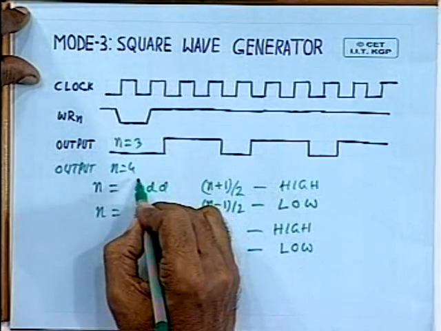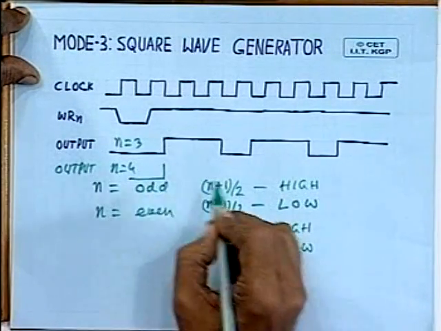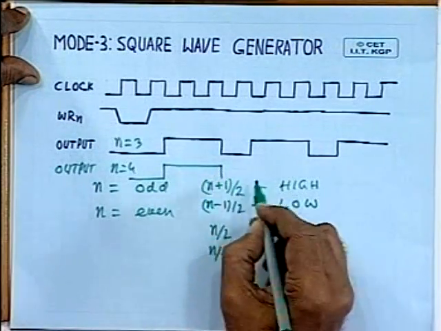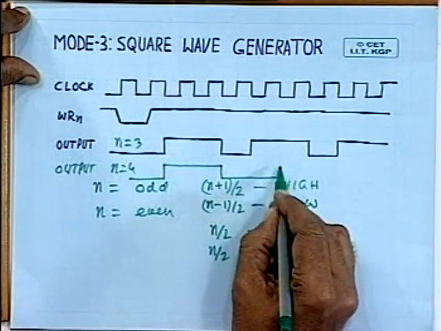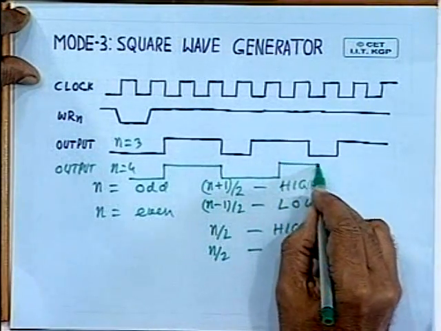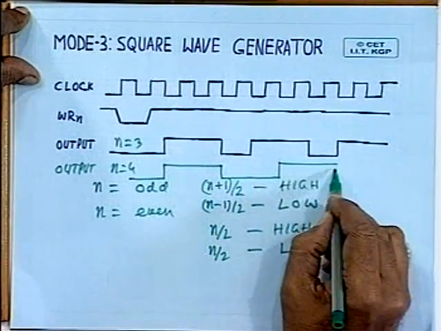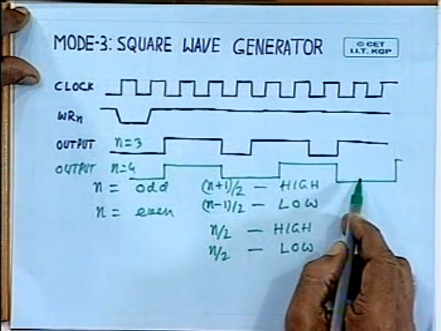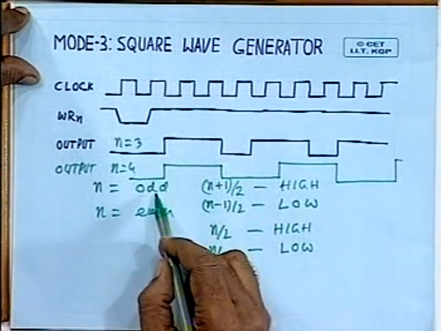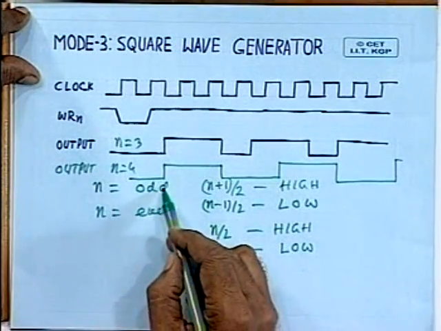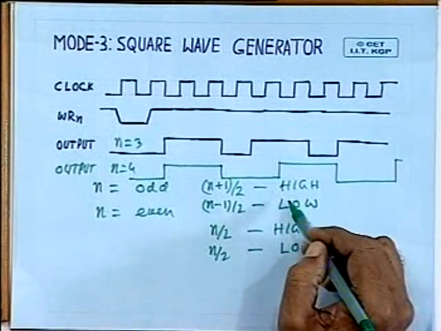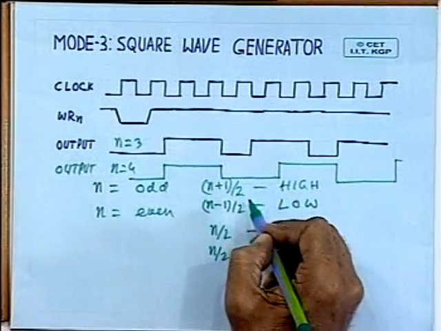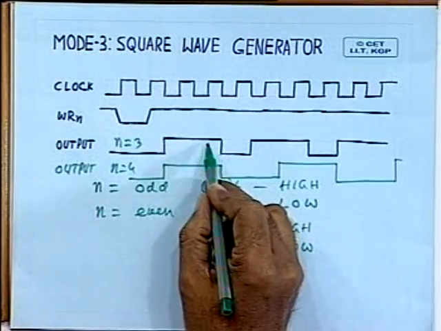In this case, what will happen? It will go high, it will remain high for 2 clock periods, it will then go low for 2 clock periods, again high for 2 clock periods, again low for 2 clock periods, and so on. So in this case you get a square wave. So depending on the value of n, odd or even, you are able to generate a rectangular wave or a square wave, but of course the difference in period is only 1 clock period.